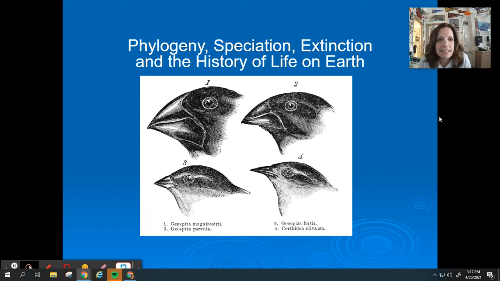Hey everybody, today you're going to learn about phylogeny, speciation, extinction, and the history of life on Earth. So this is a picture of the Galapagos finches, and remember when we talked about how their beak shapes were different because of their food.